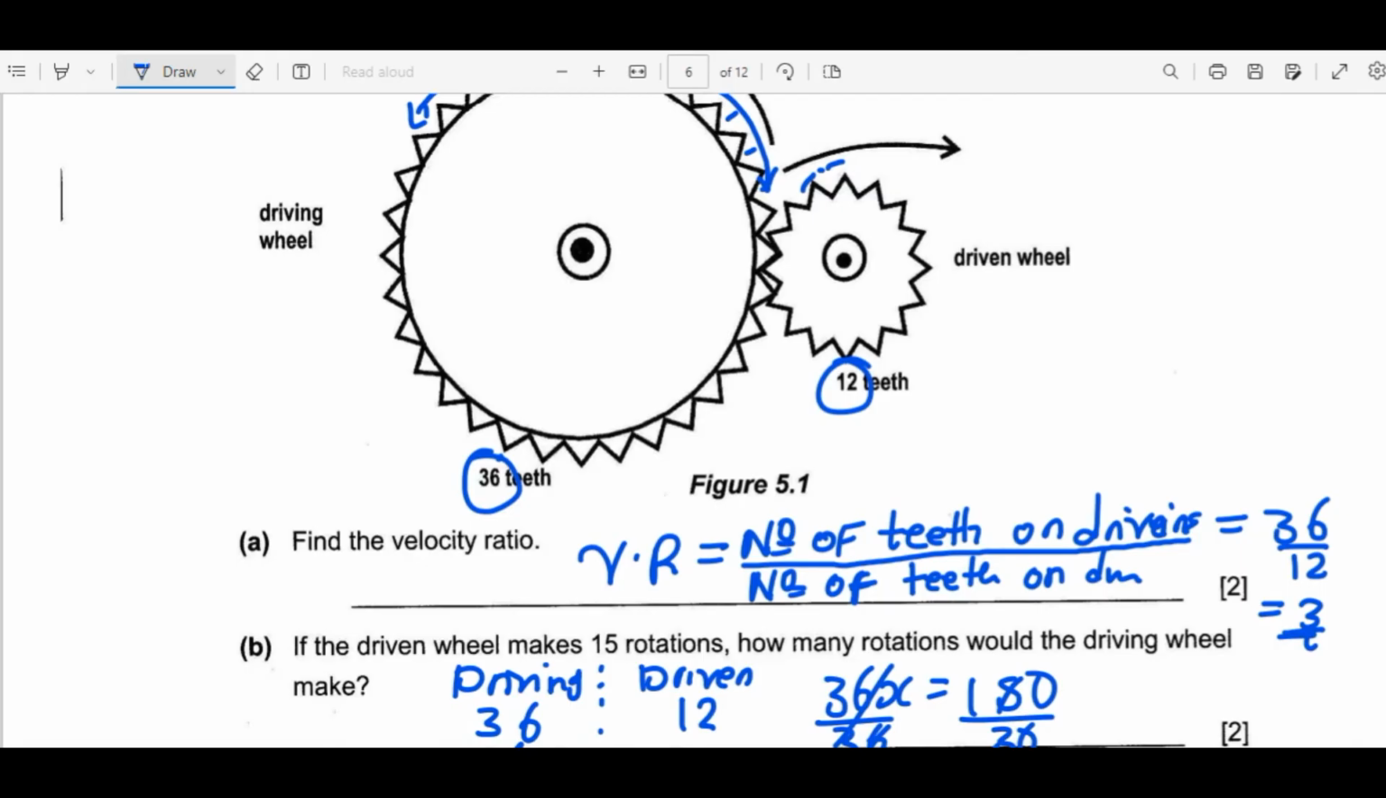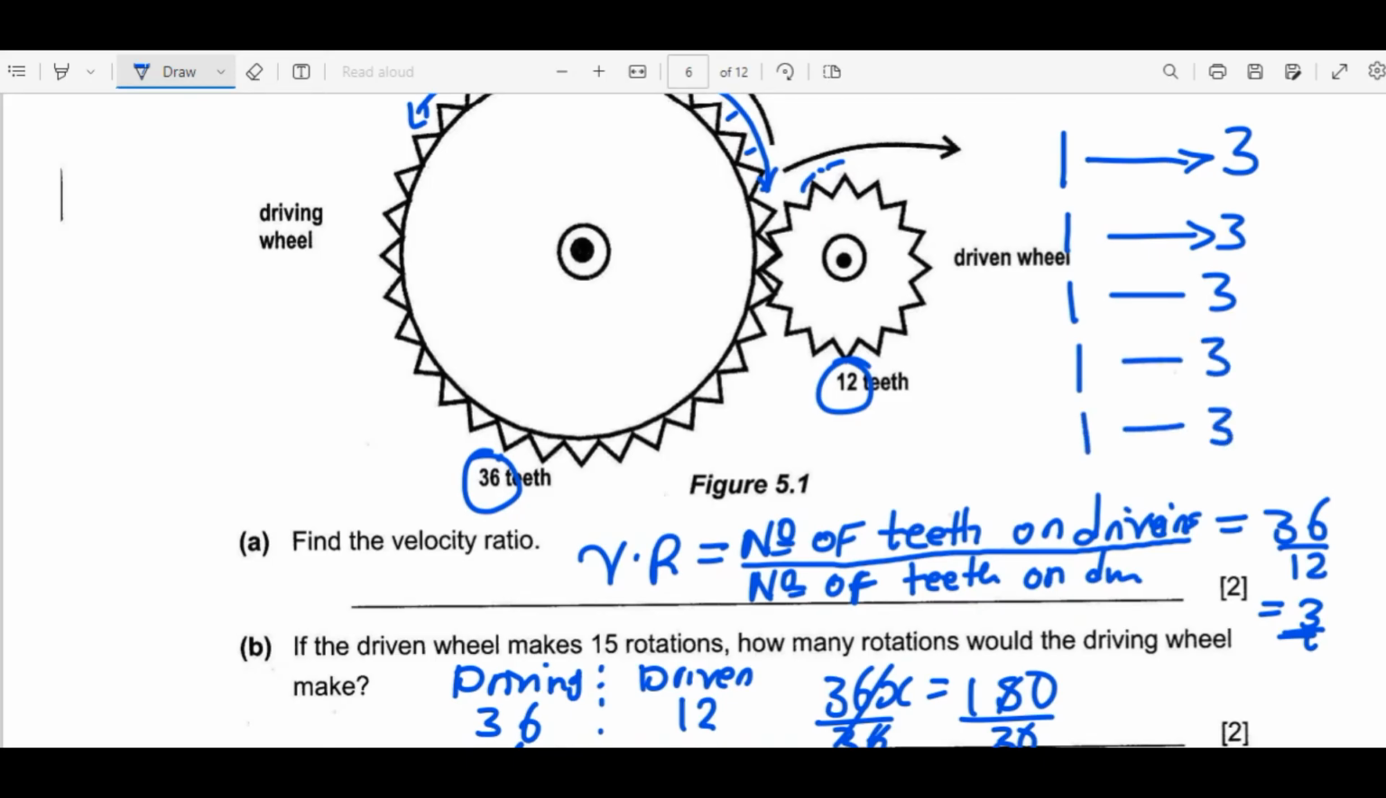Because we said for one rotation of the driving wheel, we have 3 rotations of the driven wheel. So another one, 3 rotations, another one, 3 rotations, another one, 3 rotations. So 1, 2, 3, 4, 5 rotations of the driving wheel will make 15 rotations of the driven wheel if you add these 3 numbers here.